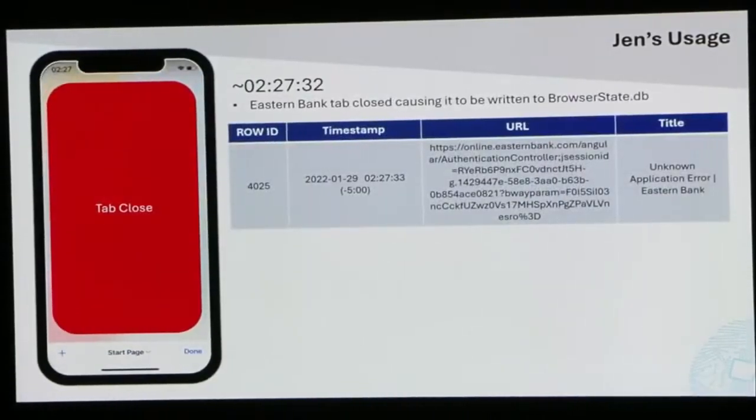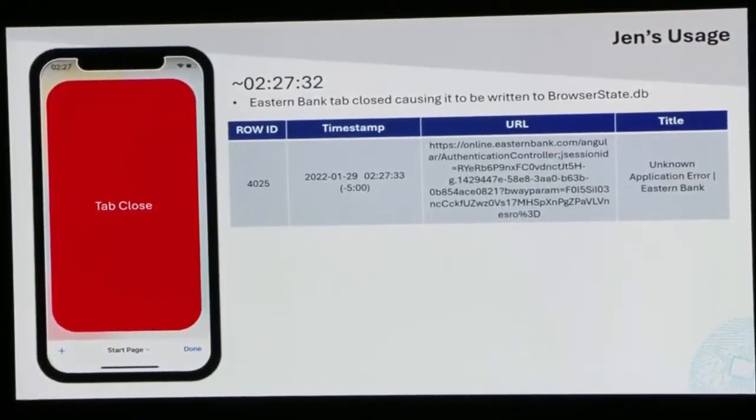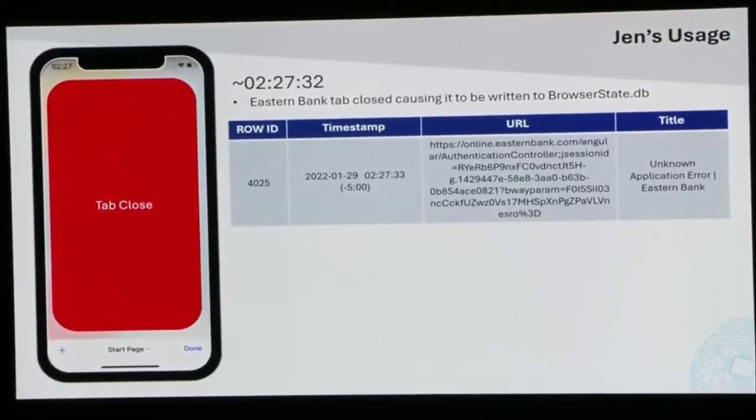That tab gets closed and it gets written to the database. This again is going to show, and I've just noticed there's a typo on here and the timestamp at the top is showing incorrectly. But essentially it's closed around this time, and the Eastern Bank URL is written to the browser state database with the 2:27:33 timestamp.